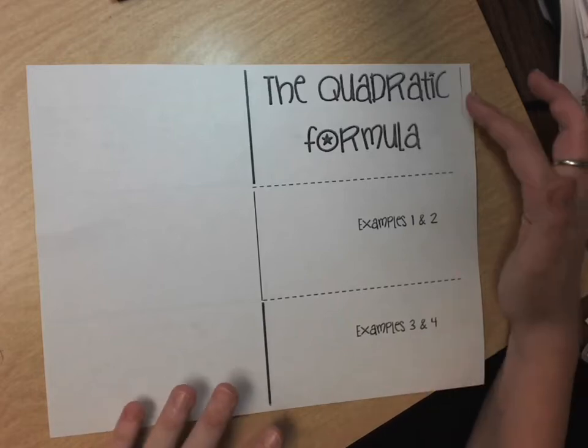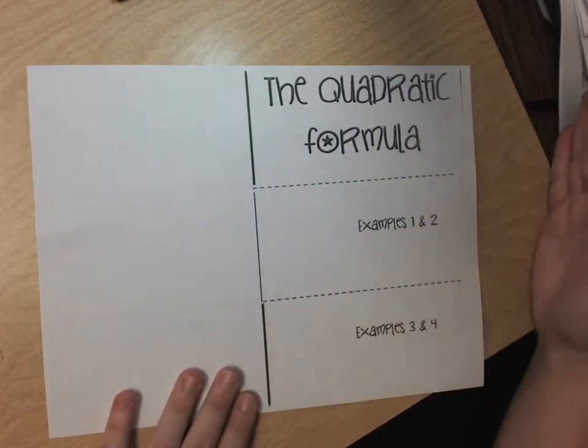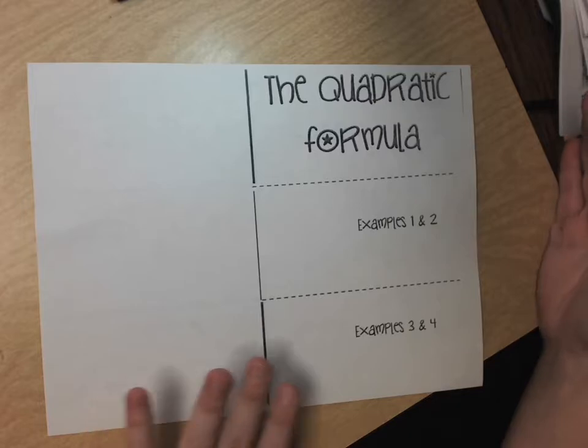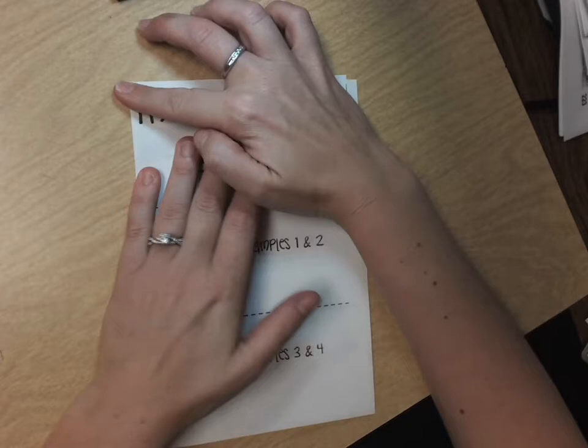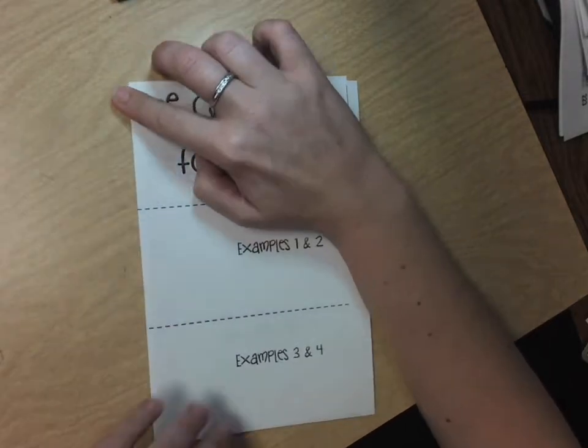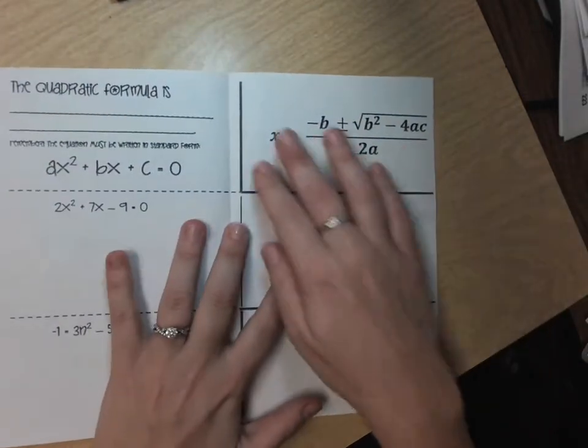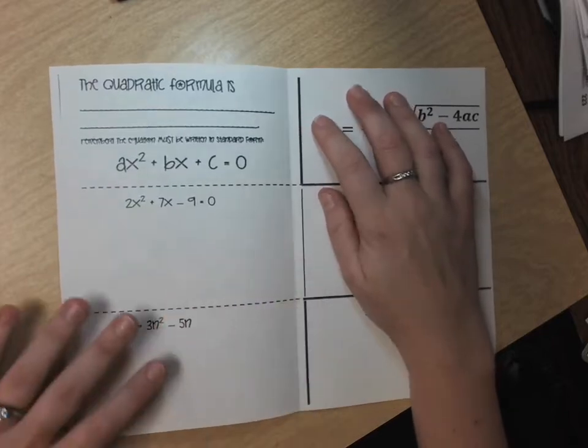Okay guys, we're going to be doing the quadratic formula. We're going to make a foldable this time instead of Cornell notes. So it's going to end up folding like this, and the examples are going to be on the inside. So first let's talk about what a quadratic formula is.